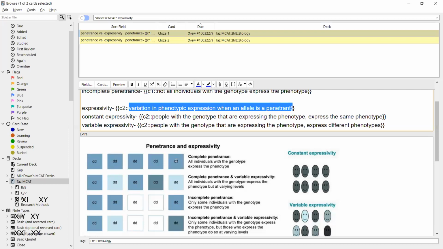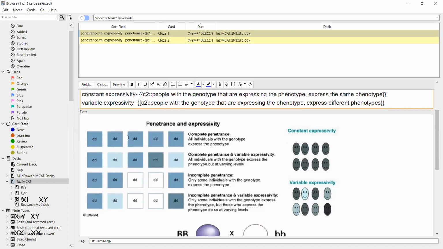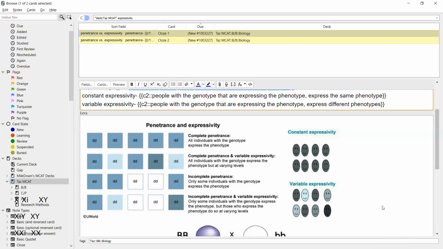This first one is complete penetrance and constant expressivity. I can just write that in. Everybody with DD shows blue, and they constantly show the exact same shade of blue. So this is complete penetrance with constant expressivity. Now the second one, as we can see, is complete penetrance. Everybody has DD, everybody shows blue, but a variable shade of blue. So variable expressivity. And then we get to incomplete penetrance.